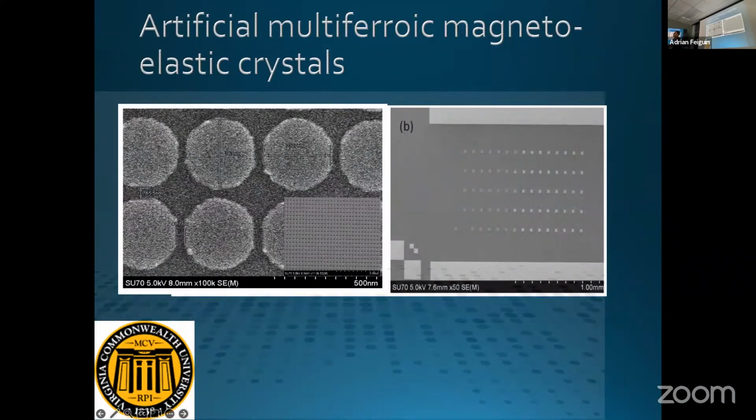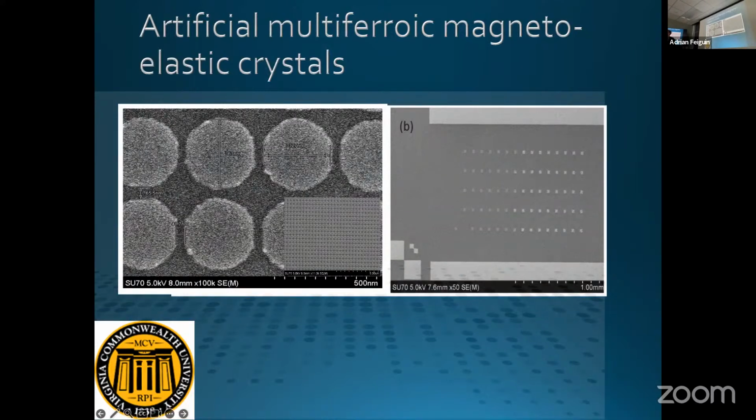What the surface acoustic wave does is subject these nanomagnets to periodic strain with the same frequency as the surface acoustic wave. So this is what we call an artificial multiferroic magneto-elastic crystal. You can see why we call it a crystal, because it's two-dimensional periodic. That's the reason we're calling it a crystal.